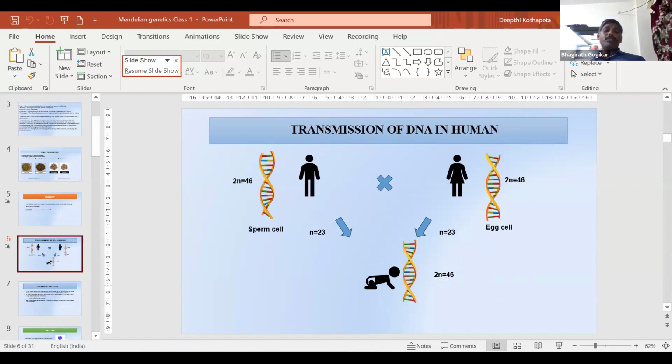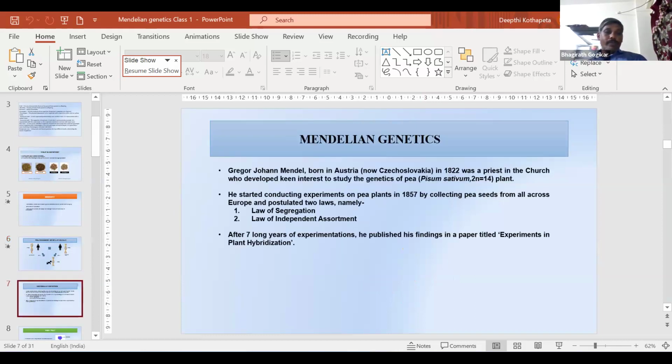Our Mendelian principles, or Mendelian genetics, are applicable only to those plants that perform sexual reproduction. Next we can go to Gregor Johann Mendel, which is the full name of Mendel. He was born in Austria, now called Czechoslovakia, in 1822. He worked as a priest.